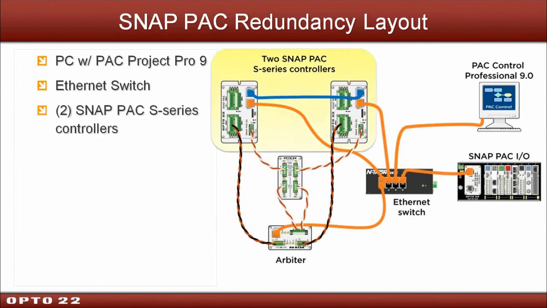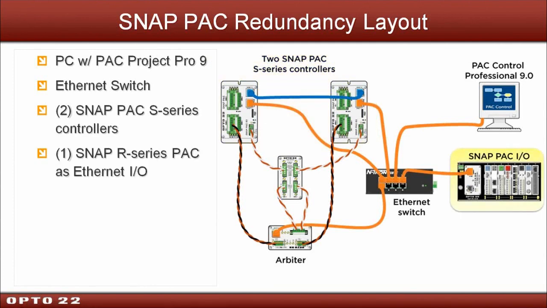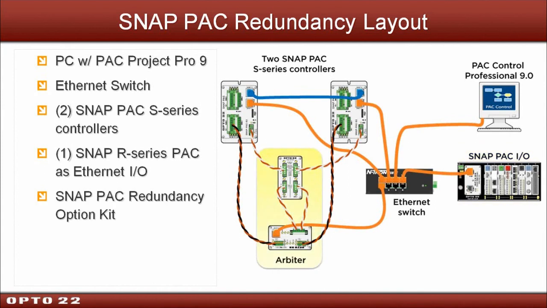Next is 2 SNAP PAC S-series controllers. My illustration is indicating 2 PAC S2 controllers. S1s, of course, are supported as well. Then you have Ethernet I/O. In this case, we're using a SNAP R-series PAC as Ethernet I/O, and I will be using that in my demo as well. Finally, the Redundancy Option Kit, SNAP PAC Redundancy Option Kit.